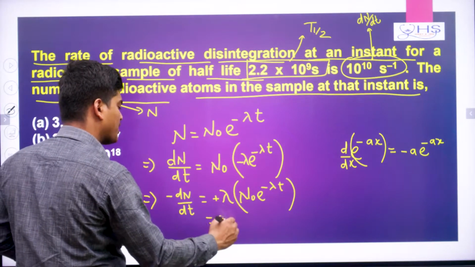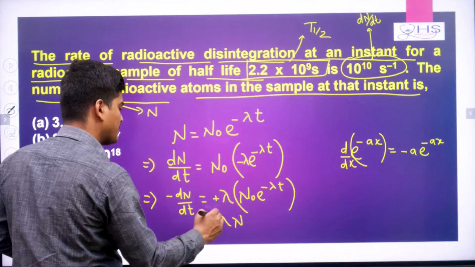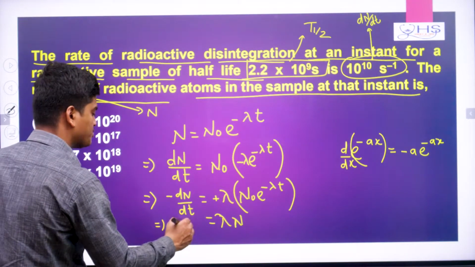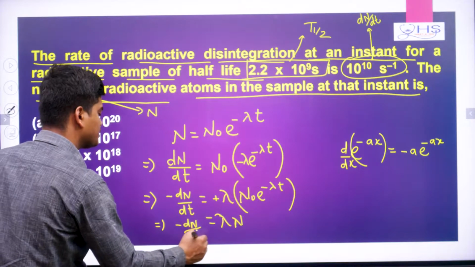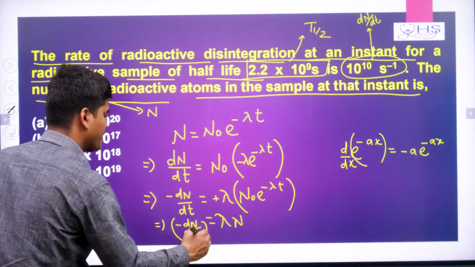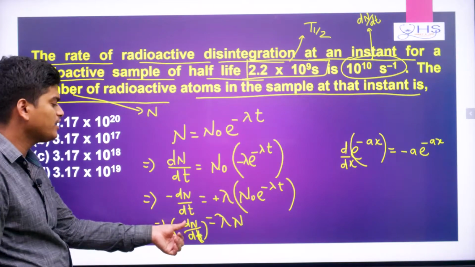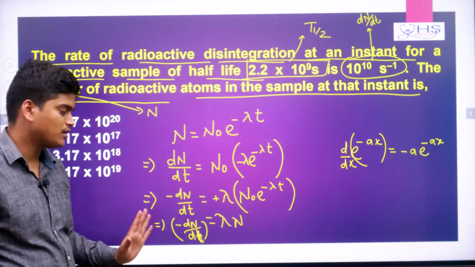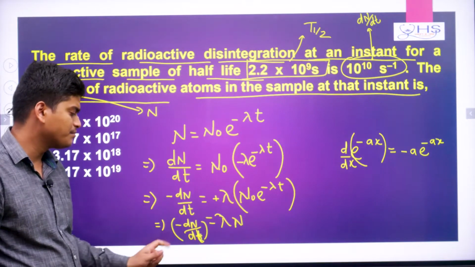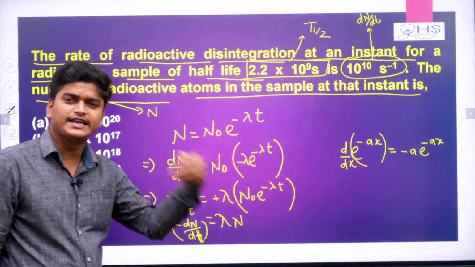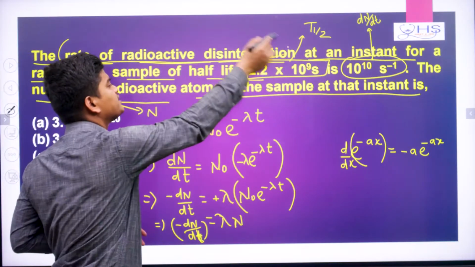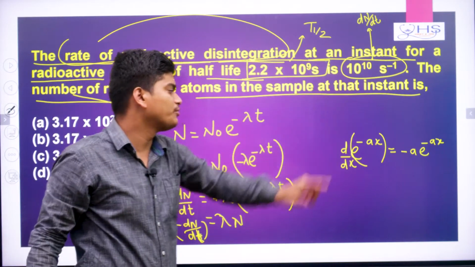So that means here lambda times N is nothing but minus dN by dt. So this minus dN by dt is nothing but the rate of disintegration. dN by dt is basically the rate at which the number of particles is changing with respect to time. The negative sign means the particle number is decreasing. That's why it is called the rate of radioactive disintegration. That value is given as 10 to the power 10.